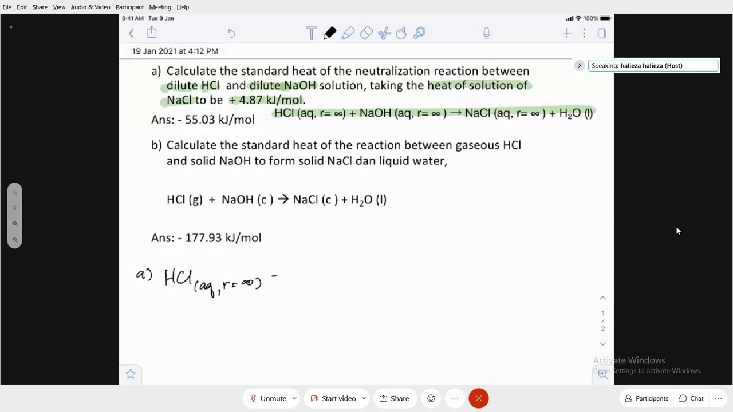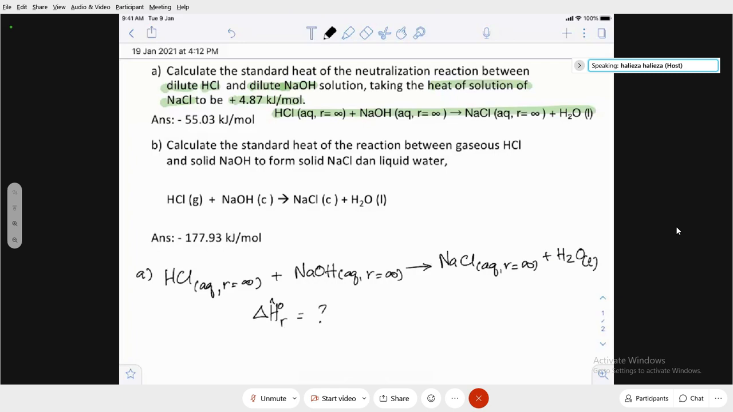Plus your sodium hydroxide, which is a base, R equals infinite. So your salt being formed equals R equals infinite. You have water in the form of liquid. So that is your reaction. So actually the question asks for your heat of neutralization, and that is actually the heat of reaction. For this reaction, it is neutralization.